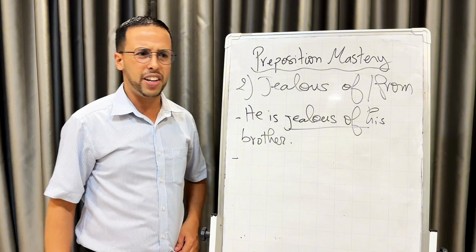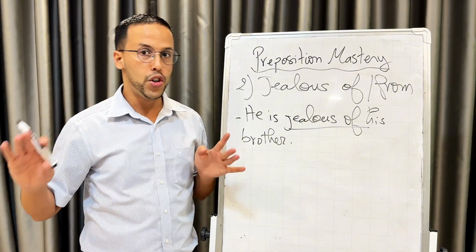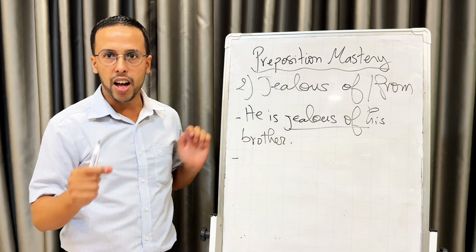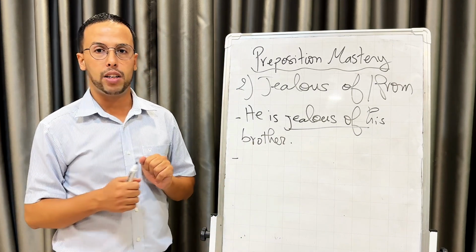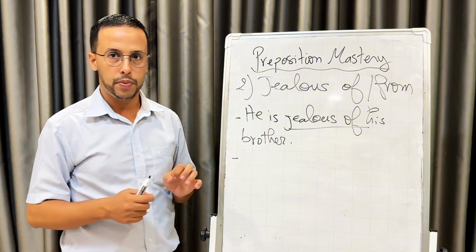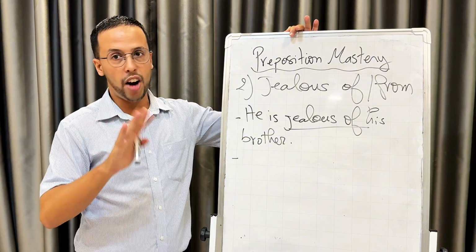I'm jealous from my brother. I'm jealous from my sister. I'm jealous from people. No, I'm jealous of. I'm jealous of my brother. I'm jealous of my co-worker. Jealous of his brother, not jealous from his brother.